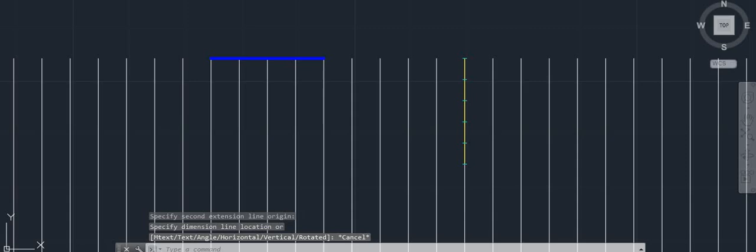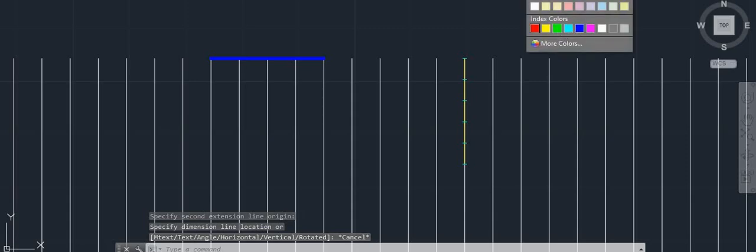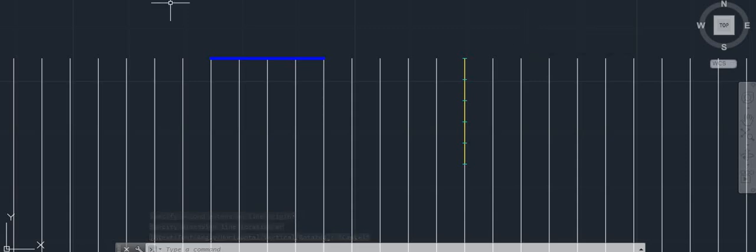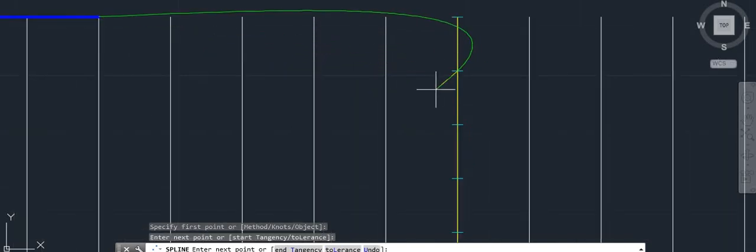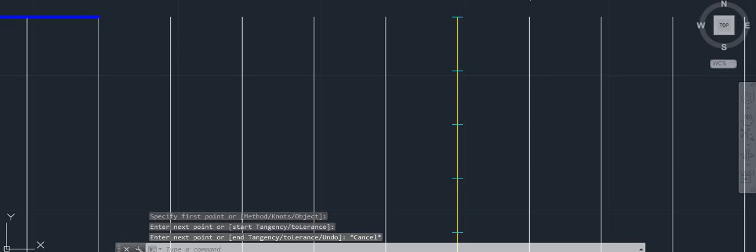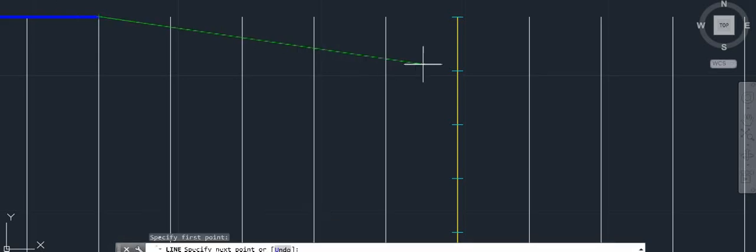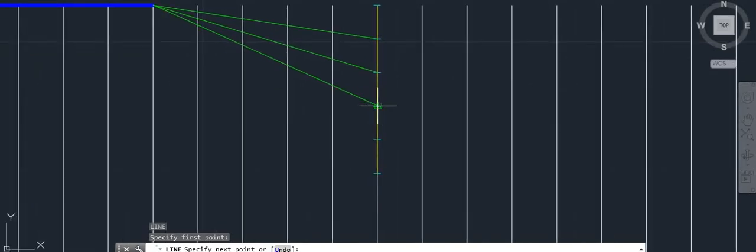Now after that, we connect the starting point of the falling down here. The fall starts here. So we connect this line to this point. And then continue.